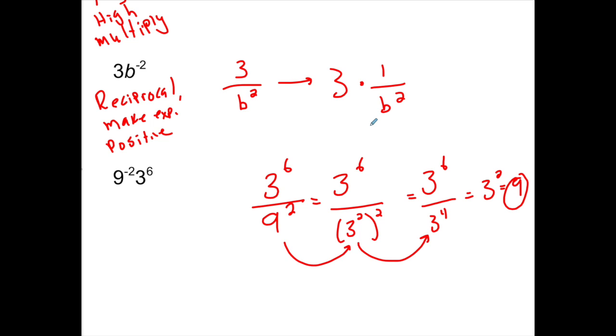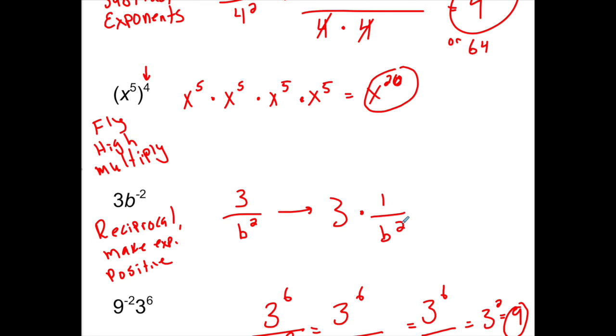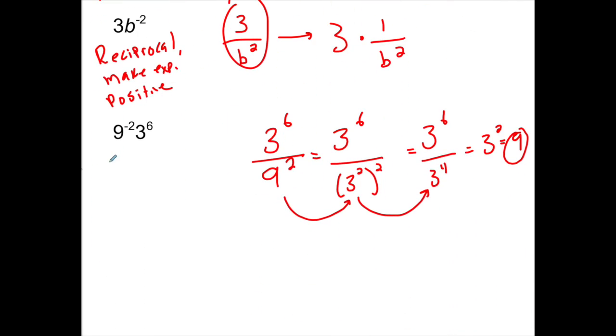Our answers, from the top, are 4 cubed, which you could also say is 64 because those are equivalent, x to the 20, 3 over b squared, and 9. This was just a couple of different rules, so I didn't sum up one particular rule. Hopefully you're able to get this right. If so, congratulations. Please review today's lesson materials and stay up to date. Best of luck. Looking forward to seeing everyone on Friday.